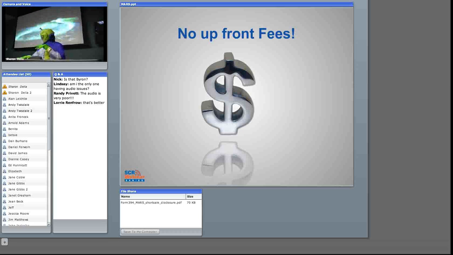So, in summary, no upfront fees for MARS services for short sale negotiations. You will give SCR Form 394 before you start negotiating any short sales, before you start talking to the loss mitigator about reducing the payoff.